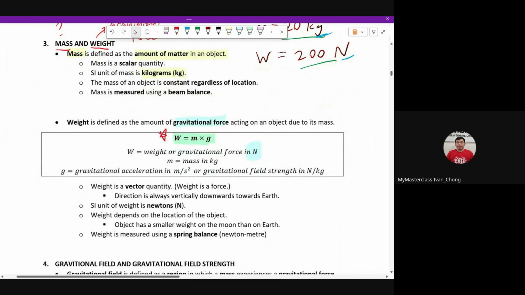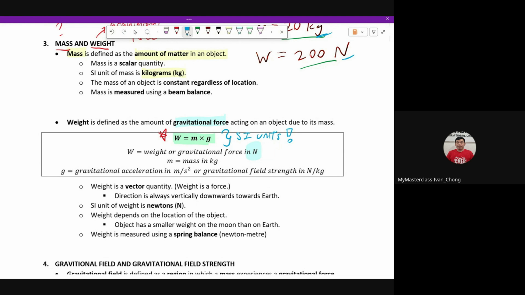Okay, and as I always say, whenever you have any kind of formula, always make sure that they must be in SI units. Because if you don't use SI units itself, you will make careless mistakes here and there. Okay, so just be very, very careful itself.